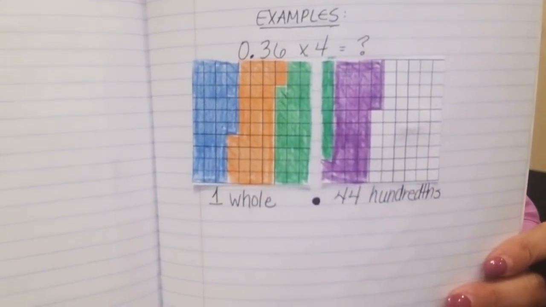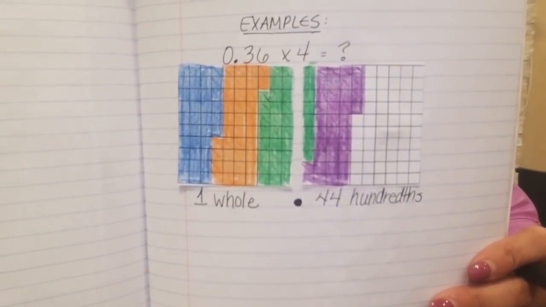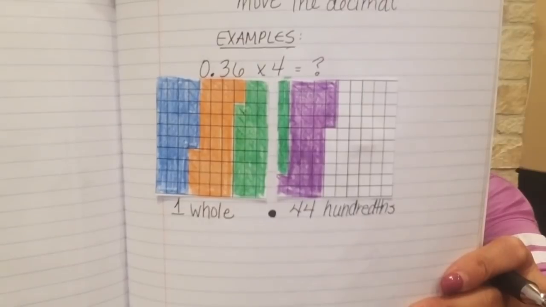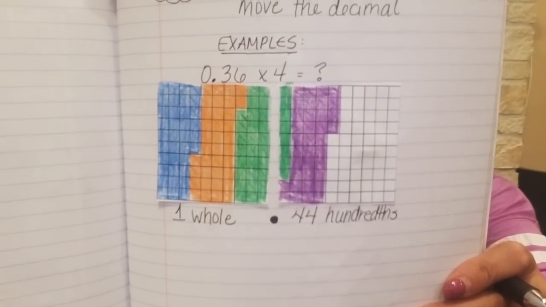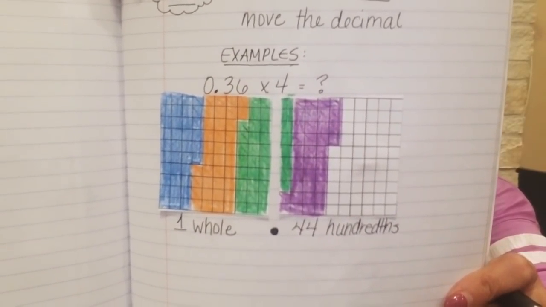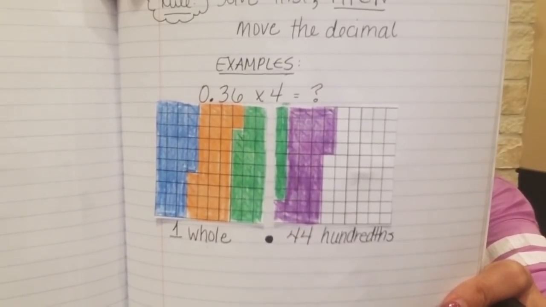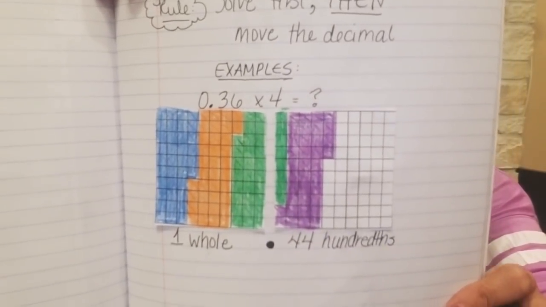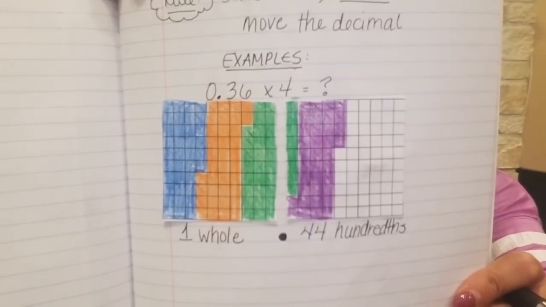So just like that, 1 whole and 44 hundredths. Okay? That's what this model represents. So this is a model for multiplying a whole number times a decimal, or you can say a whole number times a decimal, same thing. So that's what a model like that would look like.